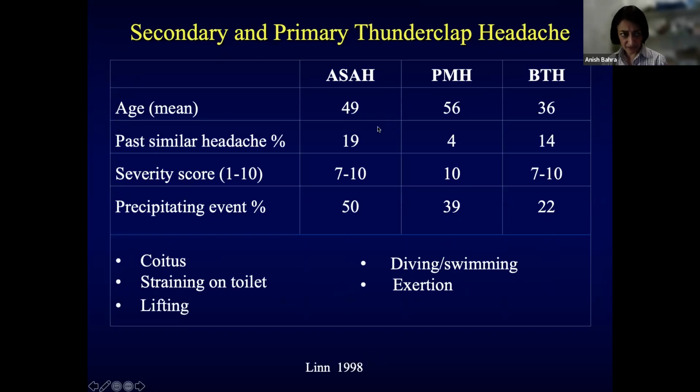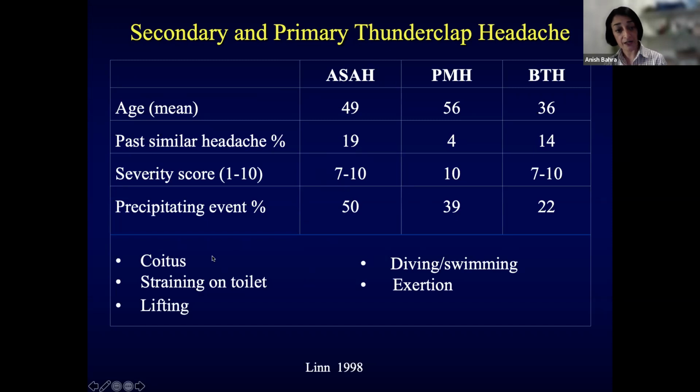If we compare them, the age is around the same. So this is your sentinel headache. In both primary and subarachnoid thunderclap headache, they've all had a past history of thunderclap beforehand. As we know with primary and secondary headaches in general, the severity doesn't help you, but it's often what prompts the treatment. You get a precipitating event in primary and secondary, and these are exactly the same precipitating events.